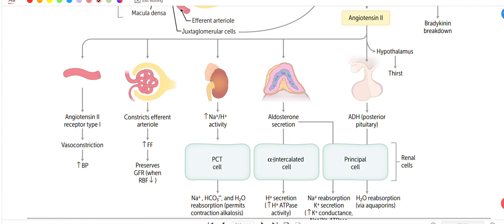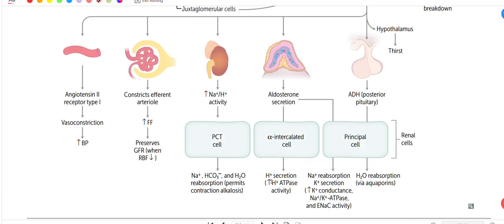Alpha is for proton, principal is for potassium: P for potassium, P for principal. Alpha is for proton secretion. Both are being secreted out. In alpha intercalated cells, we have more ATPase activity of the proton pump. That is secreting proton ATPase activity. In principal cells, we are having more potassium conductance, more ENaC activity, and more sodium potassium ATPase activity. A lot of mechanisms. I can't remember that.